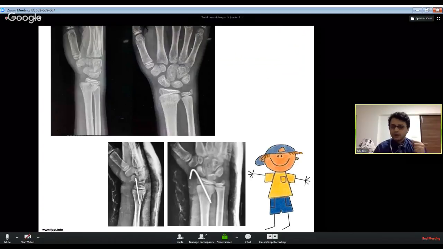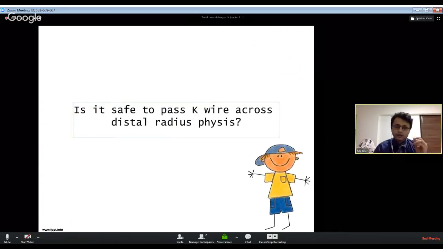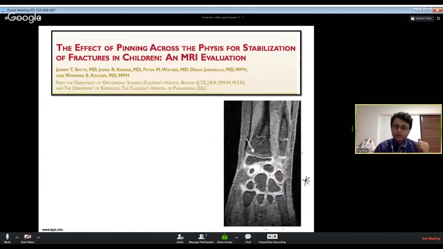When I was doing residency, any wire through the physis was nothing less than blasphemy. But the question to be asked is, is it safe to pass a K-wire across the distal radius physis? Initially, I used to think no, but there is this excellent paper which has come out from Children's Hospital, Boston, about the effect of pinning across the physis for stabilization of fracture in children.